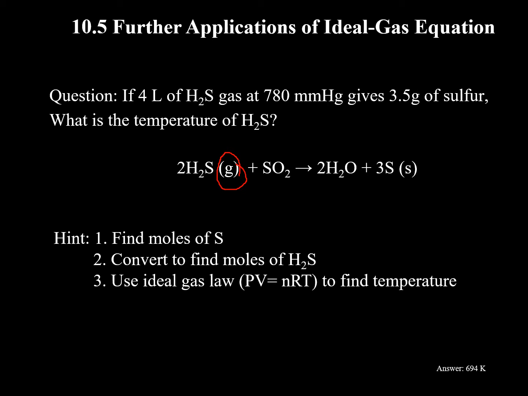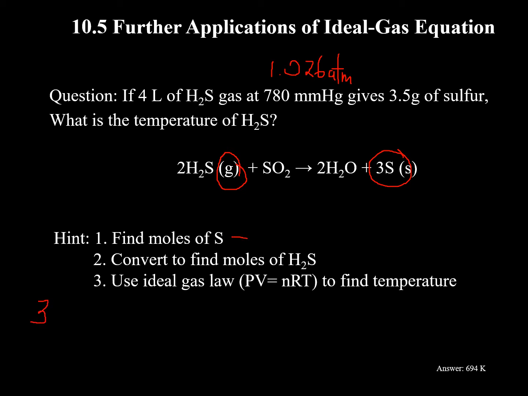So this comes out to 1.026 ATM. How did we do that? We did 780 divided by 760 millimeters of mercury. The other given is 3.5 grams of sulfur. So we start here on the right side with 3.5 grams of sulfur.